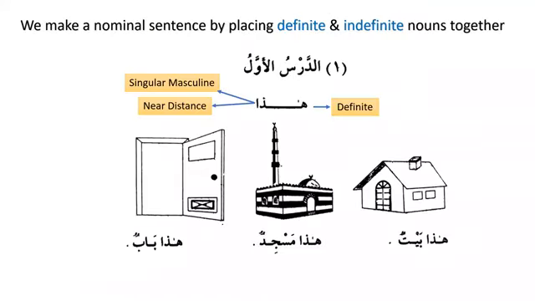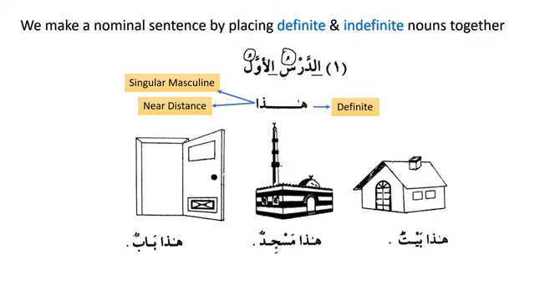Okay. Now, here we go. نحن نبدأ الدرس الأول. Here we begin lesson number 1. الدرس الأول, lesson number 1. And we know that al and tanween don't come together. So we have to put الدرس الأول. That's why we don't have tanween over here.